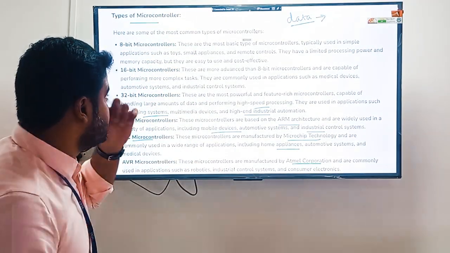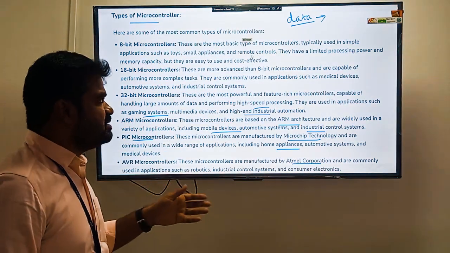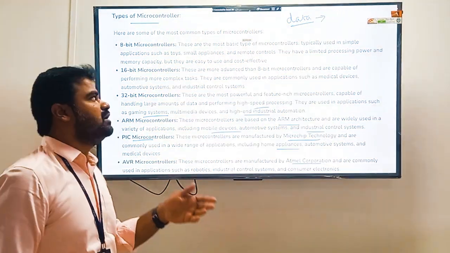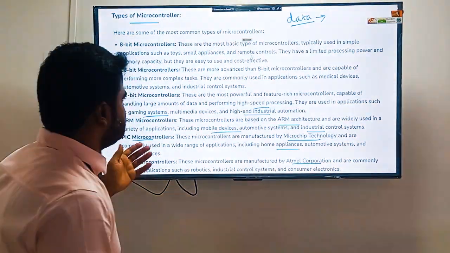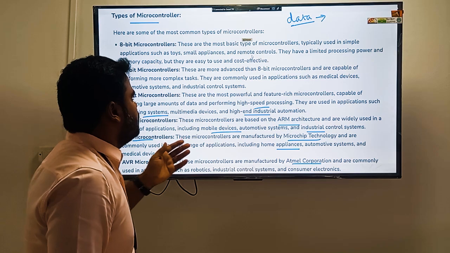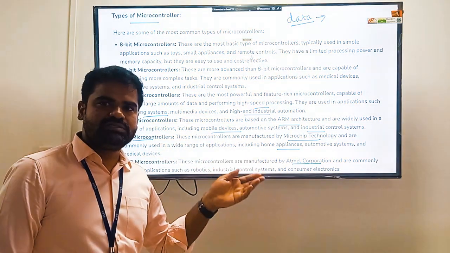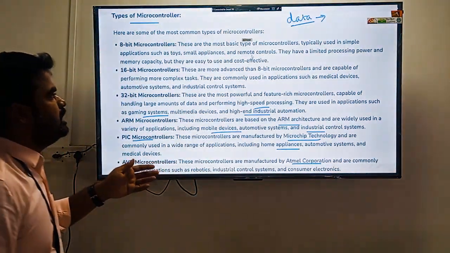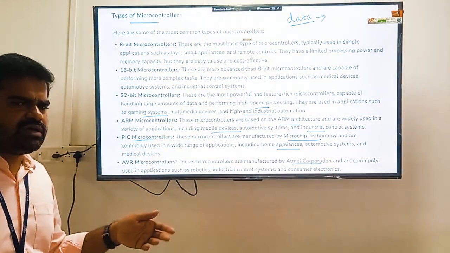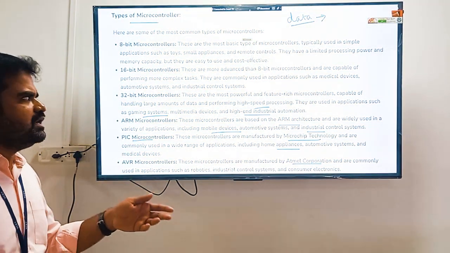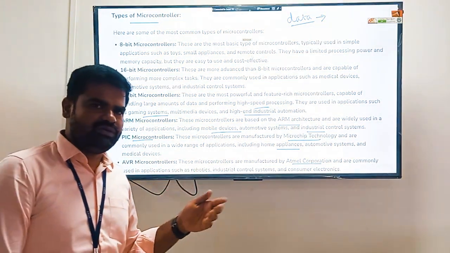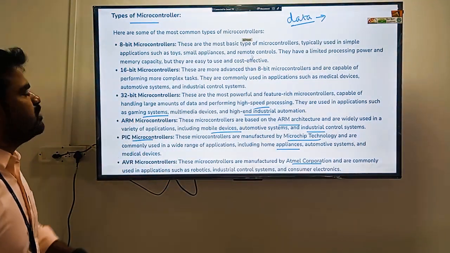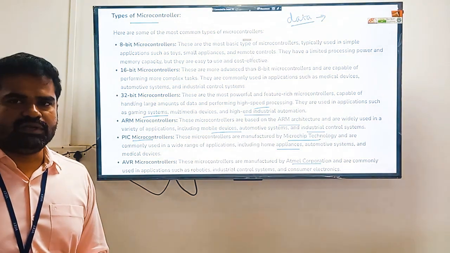Okay. So first one is the 8-bit microcontroller. It's a basic microcontroller with limited processing and power. Next one is the 16-bit microcontroller, which is more advanced than the 8-bit controller. It is commonly used in medical devices, industry controlled devices, and all. We will use this 16-bit microcontroller, which is faster than the 8-bit microcontroller.